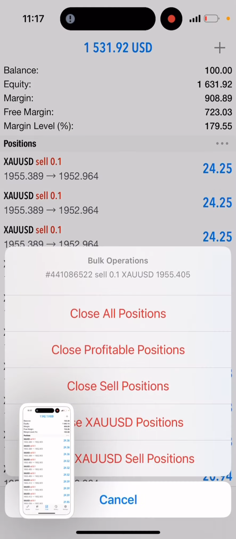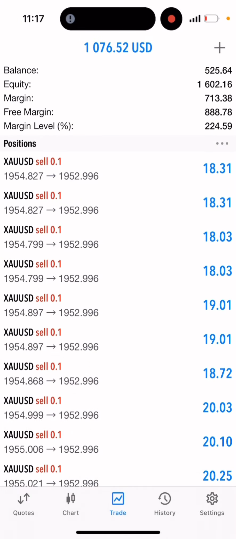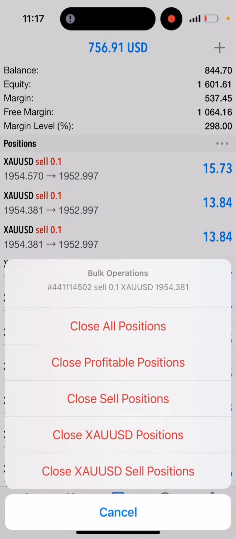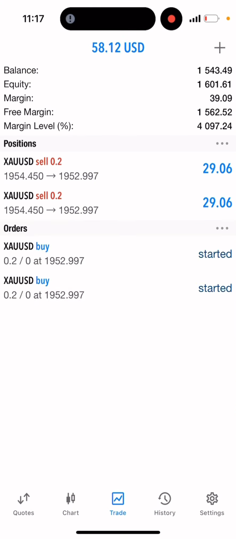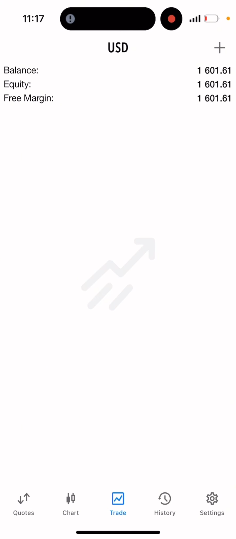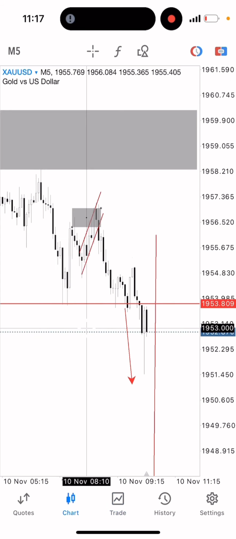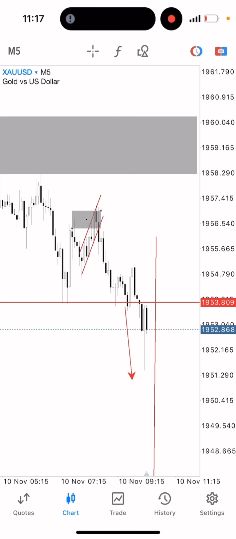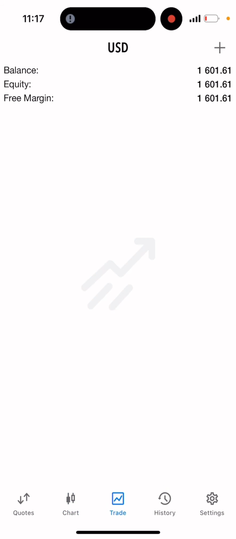This is why I love MT5. I can close my position with just one click. So guys, I've closed my trade at $1,600. My $100 is now $1,600.